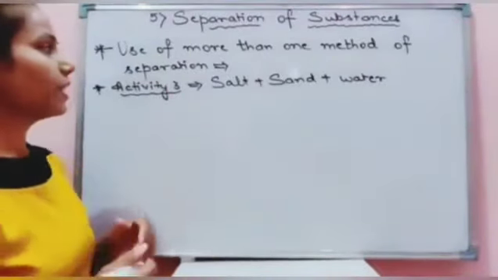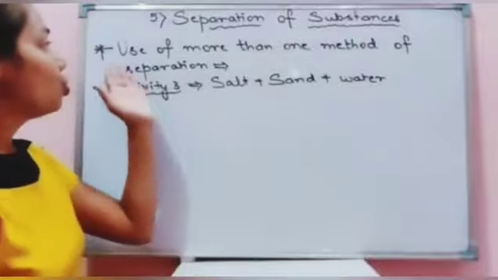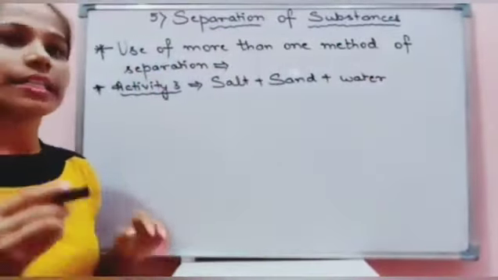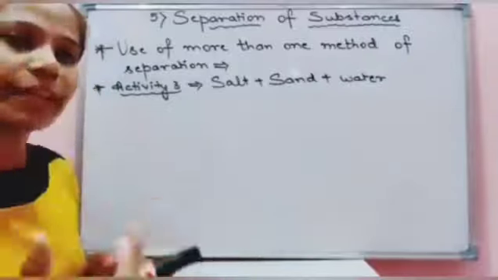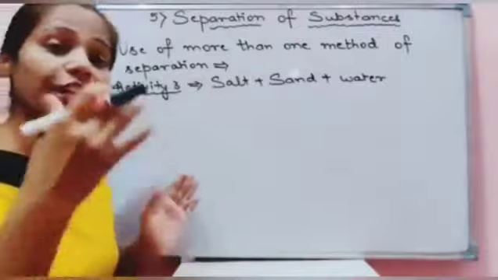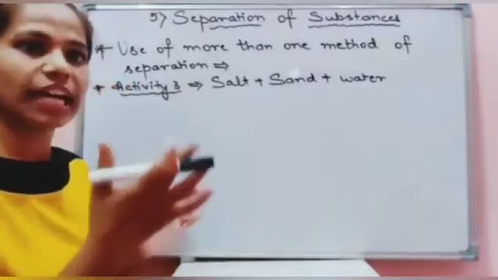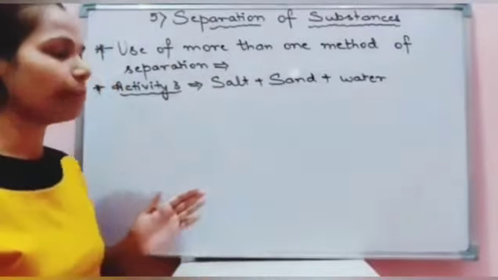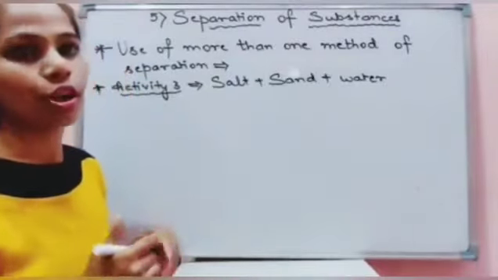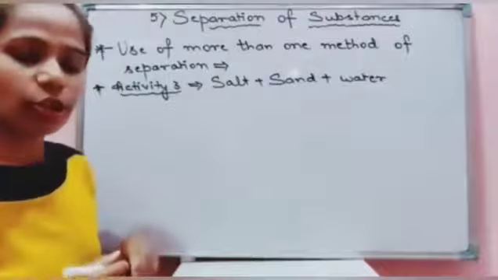Let's have a look, children, at the next topic. Use of more than one method of separation. Sometimes, children, we get a mixture of substances where we apply different methods of separation that we had seen earlier. We apply those methods to separate the mixture of substances.